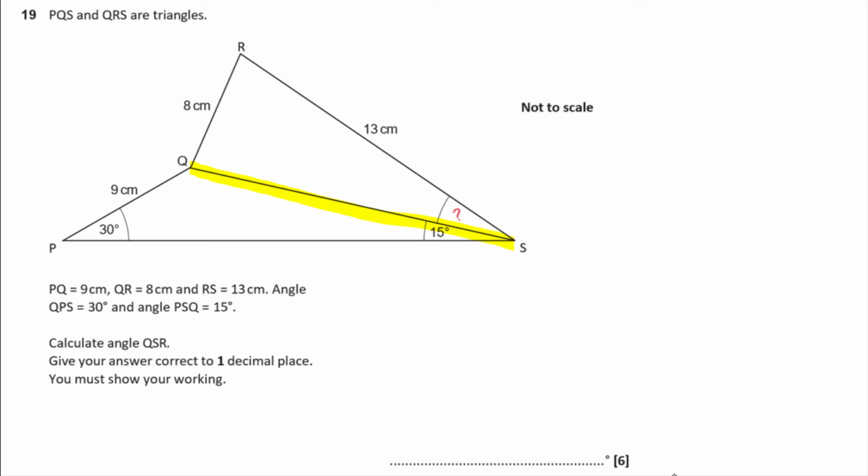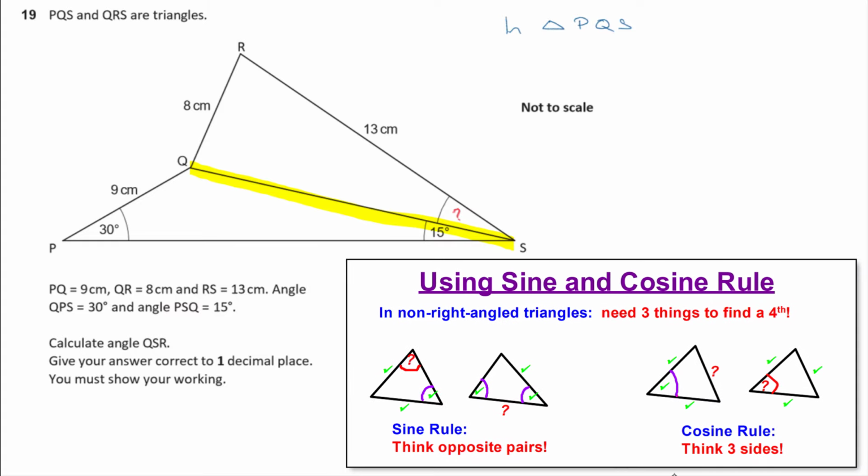Right. So let's start in triangle PQS. So in triangle PQS, what have we got? So we've got two angles, a side, and we want another side. Can we use the sine rule? I think we can. Straightforward use of the sine rule here. So I've got 9, which is opposite angle 15, and I've got 30, which is opposite the side I want to find, which I'm going to call X, because I lack imagination. I'm going to find it using the sine rule.